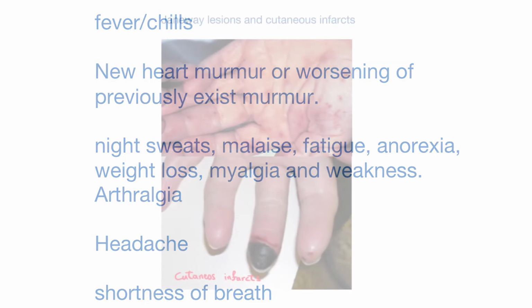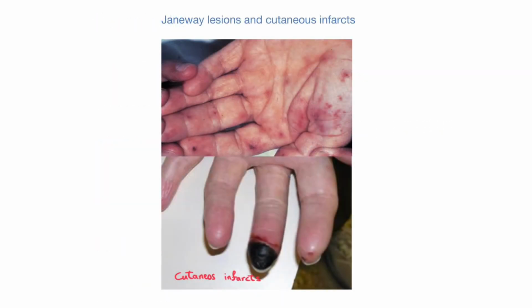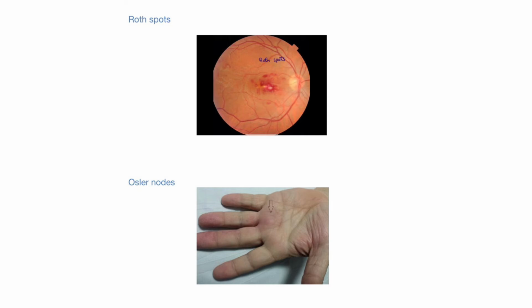breath. Janeway lesions and cutaneous infarcts, which can happen secondary to acute embolization of fragments from infective endocarditis vegetation. Those fragments can cause Roth spots in the retina as well. Osler nodes, which are painful nodules that happen as a result of emboli traveling from the vegetations, so the immune system surrounds these emboli and makes a tender nodule around them.